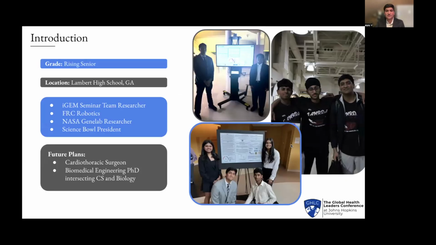So a short introduction about me: I'm a rising senior, and I'm currently attending Lambert High School in Atlanta, Georgia. Some of my notable extracurriculars include being part of the iGEM seminar team, being part of my robotics club, being a researcher at NASA GeneLab, and also being the president of my school's local science school chapter. In the future, I hope to pursue cardiothoracic surgery or do something along the lines of computer science and biology.